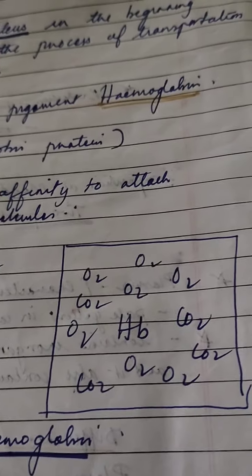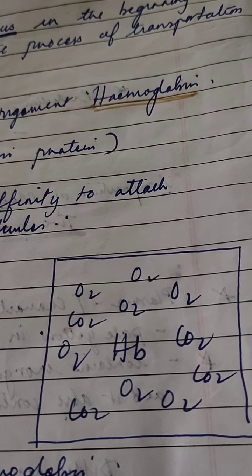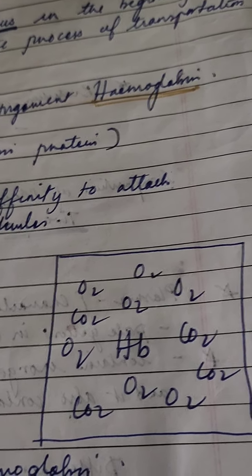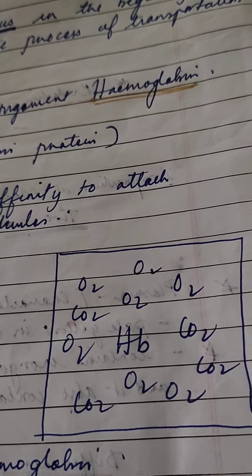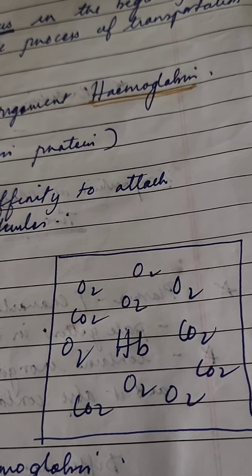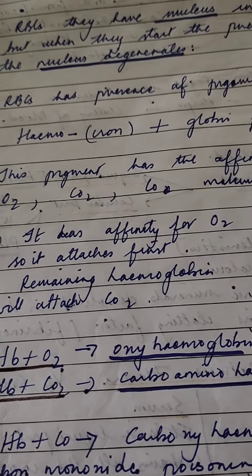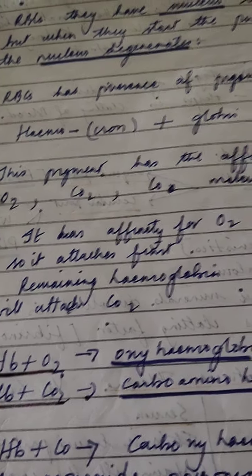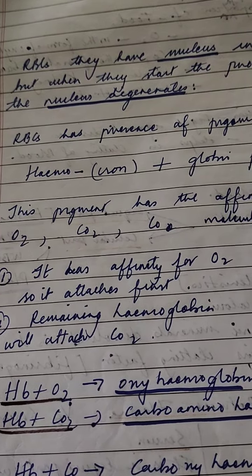Now let us understand this. If I am in a room and there is oxygen and carbon dioxide over there, what will this hemoglobin do? The hemoglobin has the affinity of attaching itself to oxygen first, and in the end the remaining hemoglobin will attach itself to carbon dioxide. So it has affinity for oxygen, so it attaches first, and the remaining hemoglobin will attach CO2.